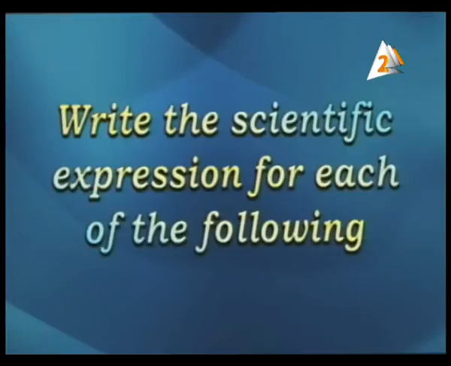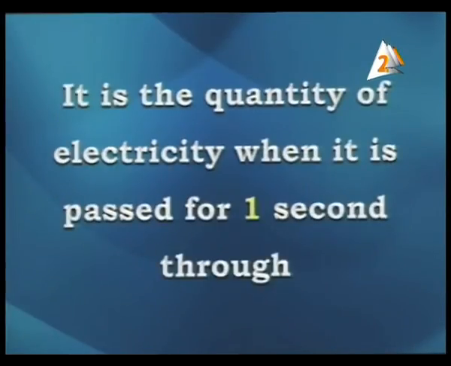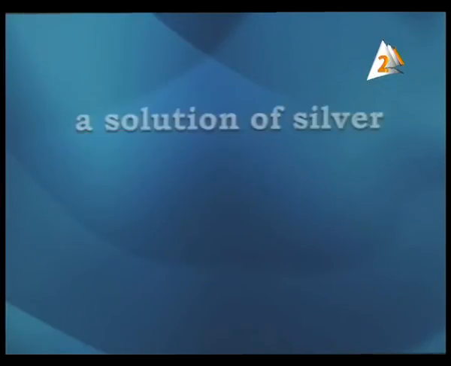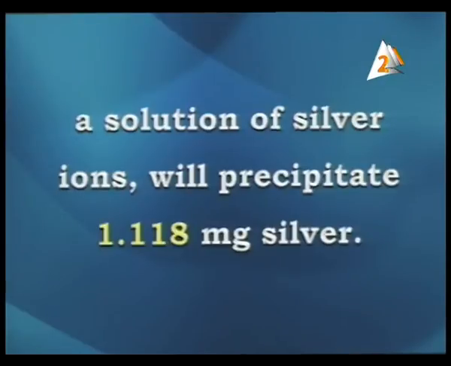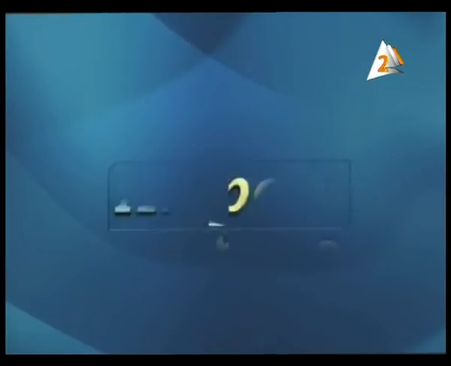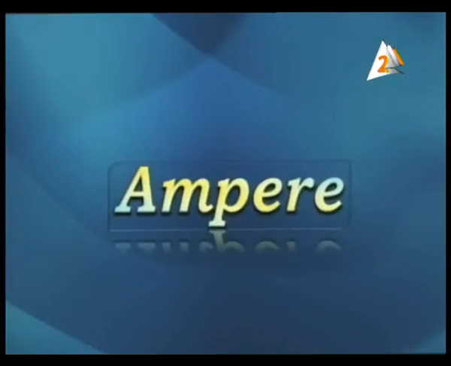Next type of question. Write the scientific expression for each of the following. It is the quantity of electricity when it is passed for 1 second through solution of silver ions will precipitate 1.118 milligram of silver. Yes, the answer will be ampere.